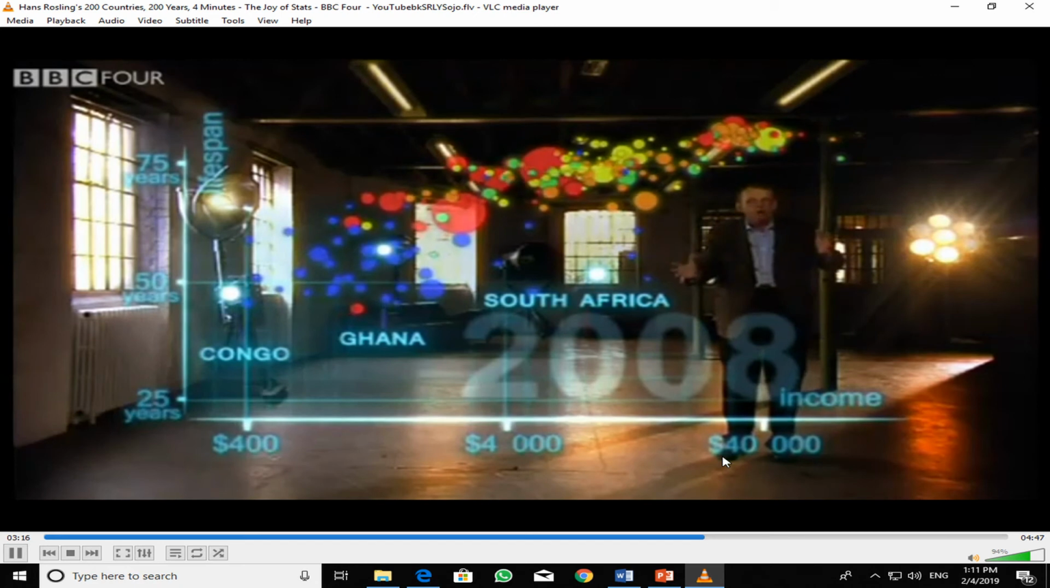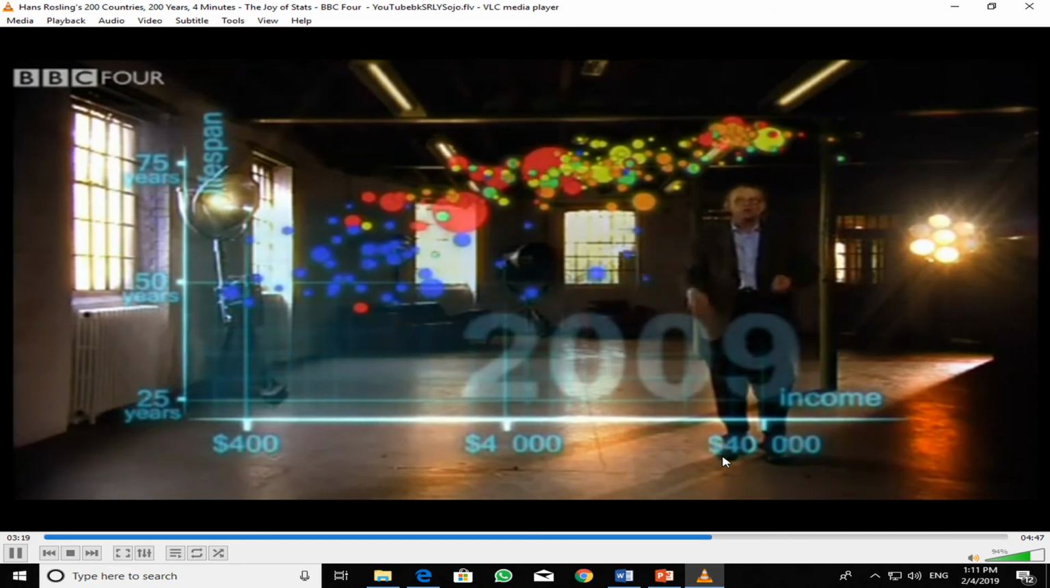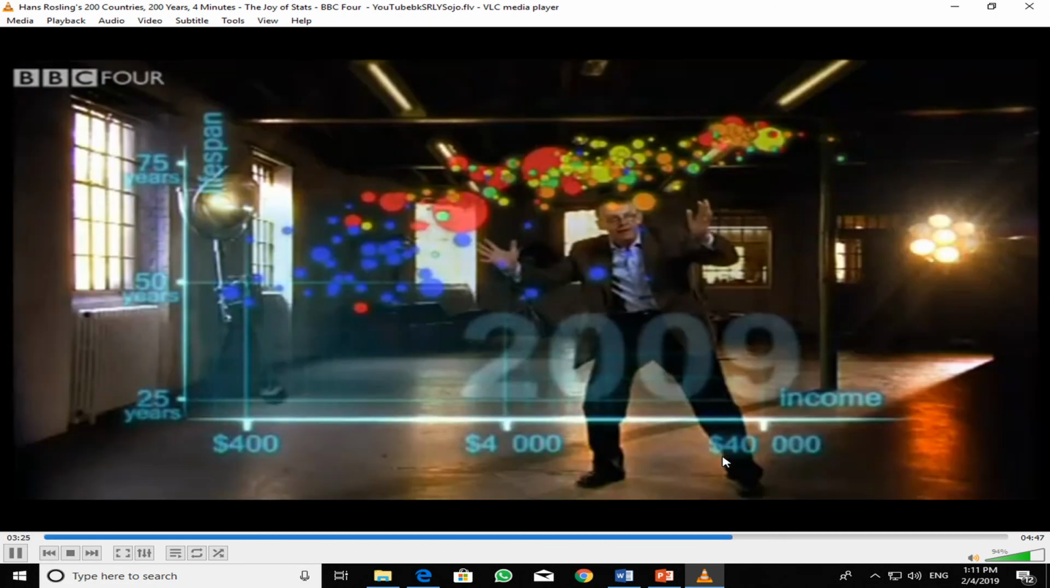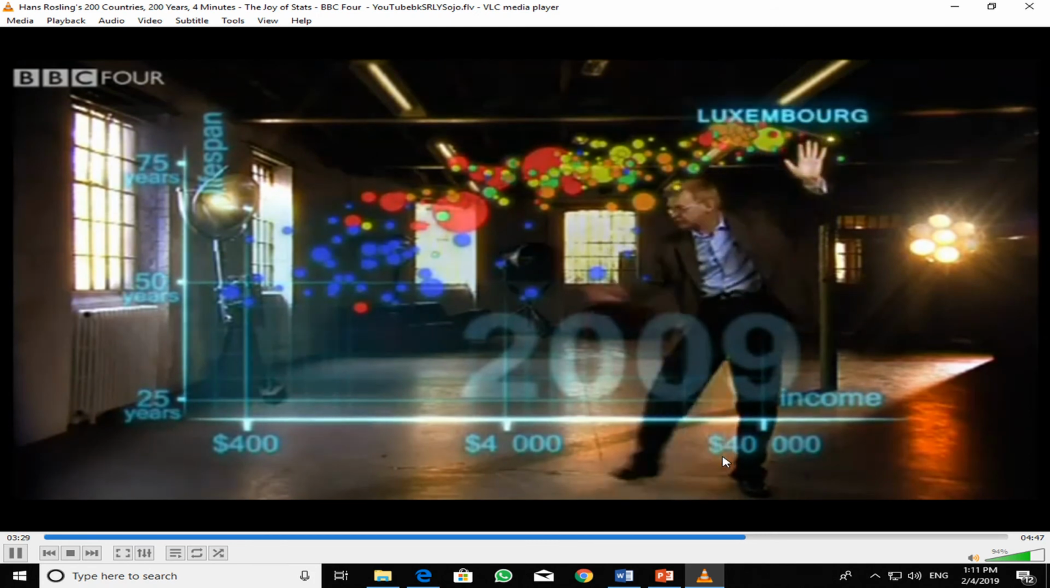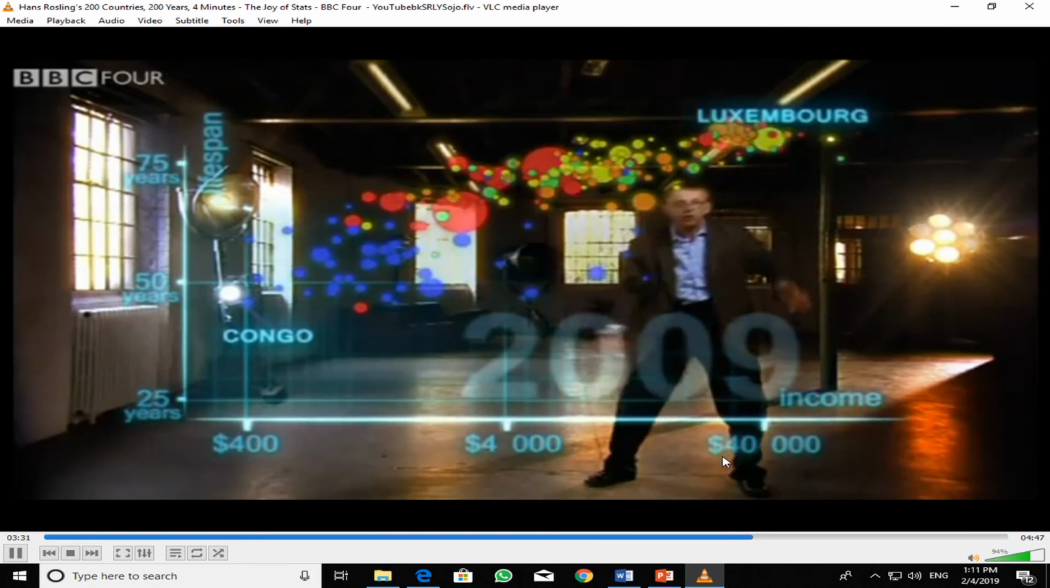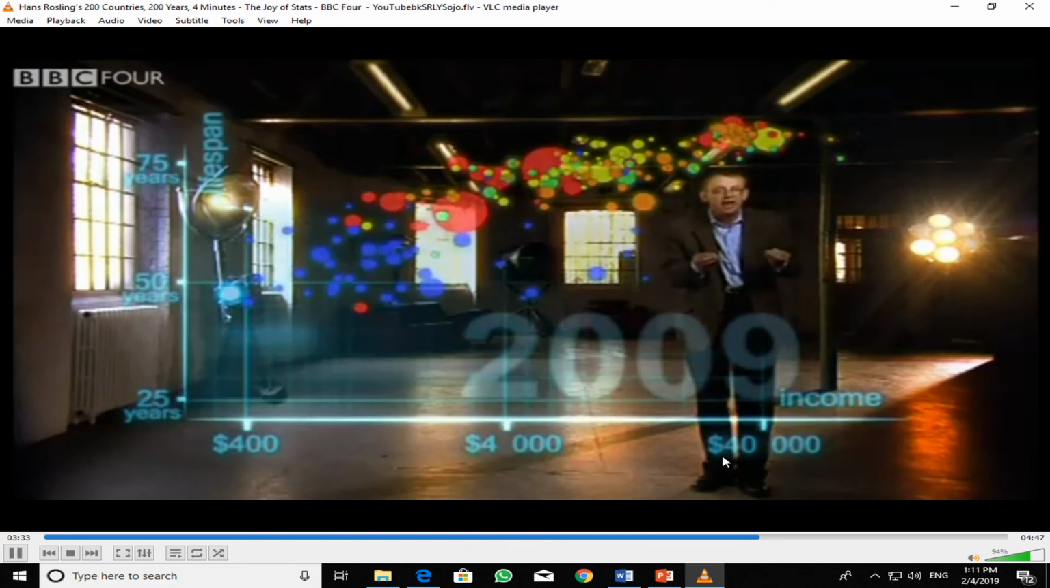And now we can see the world today in the most up-to-date statistics. Most people today live in the middle, but there are huge differences at the same time between the best of countries and the worst of countries. And there are also huge inequalities within countries.